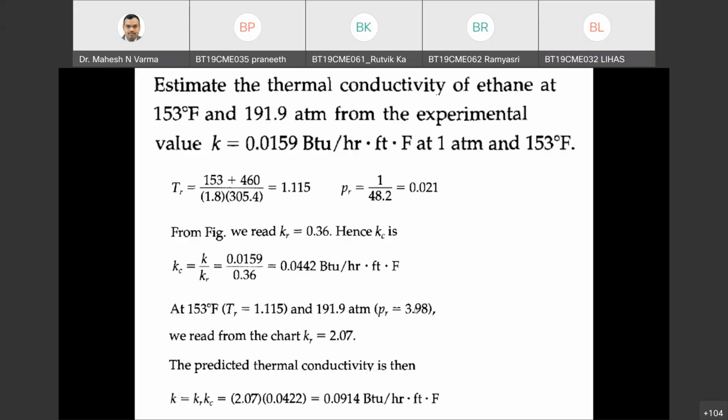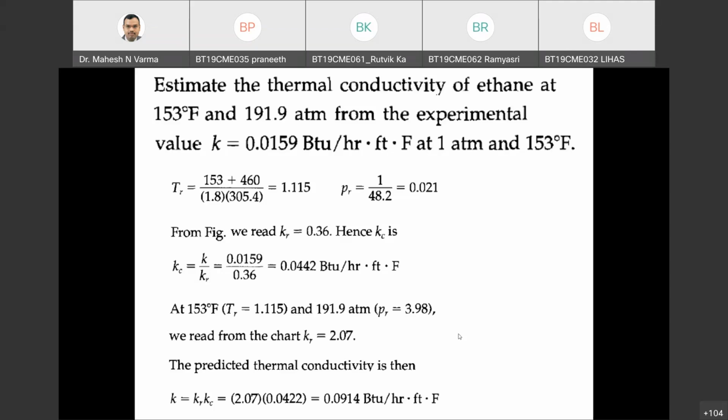So now here also it is the same thing. I have 6 parameters in this empirical graph. What are these 6 parameters? Temperature, critical temperature, pressure, critical pressure, thermal conductivity, critical thermal conductivity. Out of these 6 parameters, 5 should be given, so I can estimate the 6th one.